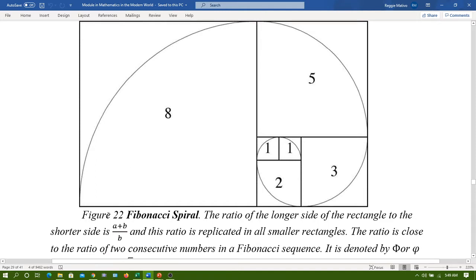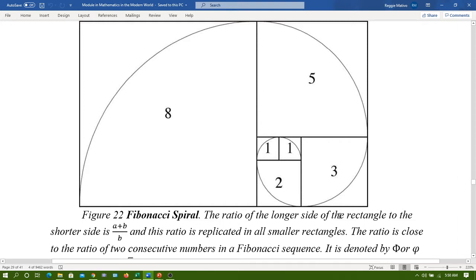Okay, so this is the Fibonacci spiral. In this figure, you can see 1 and 1, 2 and 3, 2 plus 3 is 5, 5 plus 8. If we continue with the spiral, the next part will be 13 and so on.